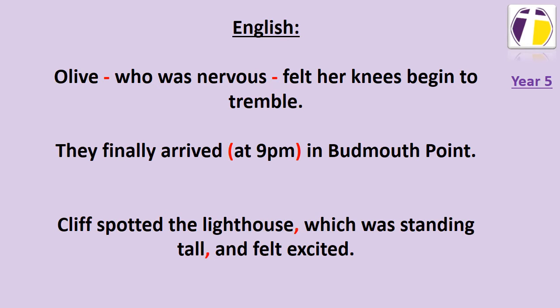My first sentence says, Olive, who was nervous, felt her knees begin to tremble. Who was nervous is a relative clause. It starts with a relative pronoun, who, adding more information about Olive. Therefore, I have chosen to separate this clause from the rest of my sentence with 2 dashes either side.